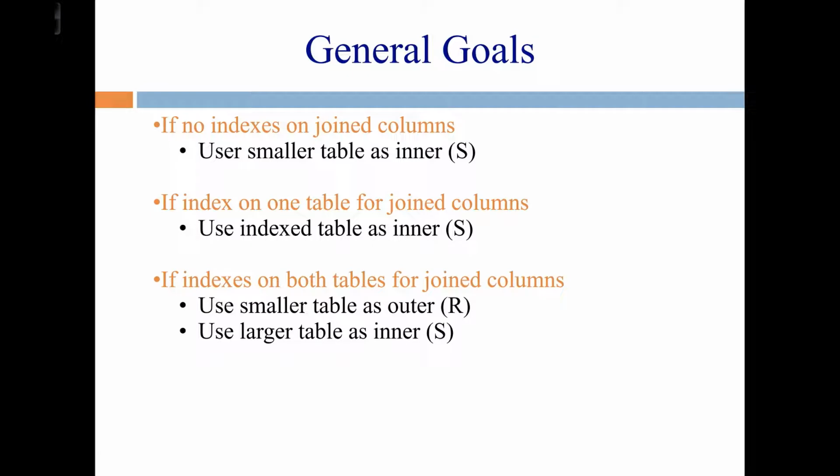Now, just to summarize the ideas behind the heuristics that the DBMS will use when deciding how to do a join. If there are no indexes on the joined columns, then it will use the smaller table as the inner relation. If there's an index on one table but not the other, then it will use the indexed table as the inner relation. If both of them have indexes that could work, then it will use the smaller one as the outer relation and the larger one as the inner relation.